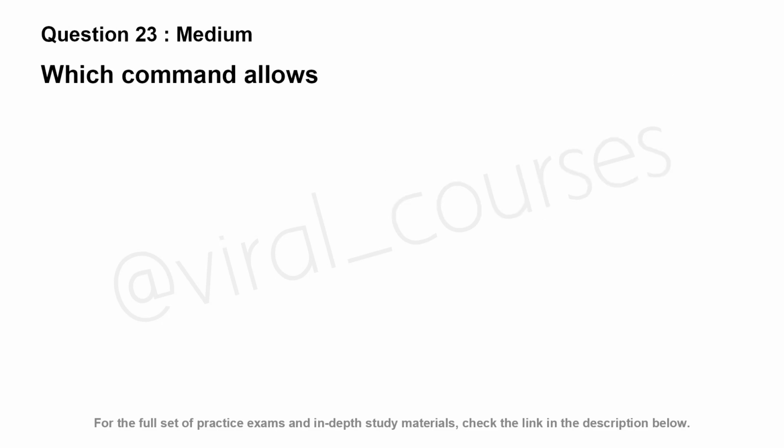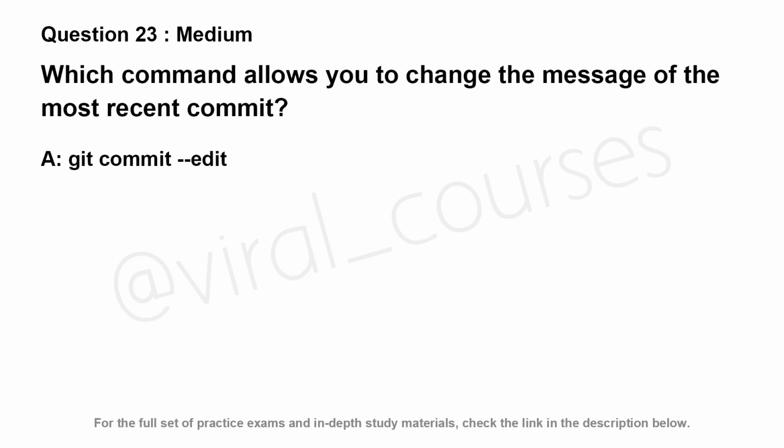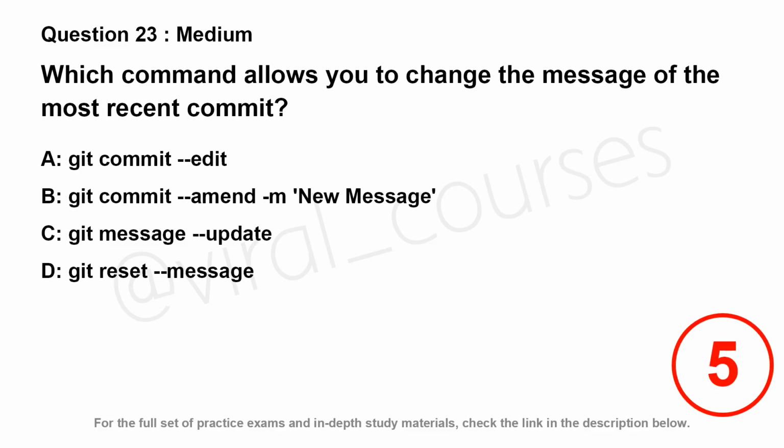Which command allows you to change the message of the most recent commit? Option A. git commit --edit. Option B. git commit --amend -m "new message". Option C. git message --update. Option D. git reset --message.